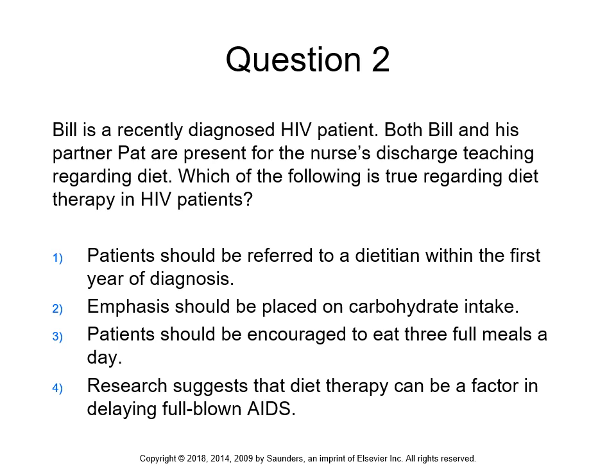The answer is 4. Research suggests that diet therapy can be a factor in delaying the onset of full-blown AIDS. HIV patients should be referred to dietitians as soon as possible. Do not wait a year after diagnosis. Emphasis should be placed on protein intake, and meals should consist of small, frequent meals instead of 3 full meals.